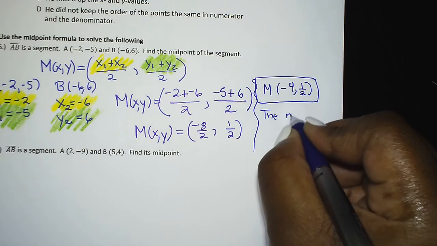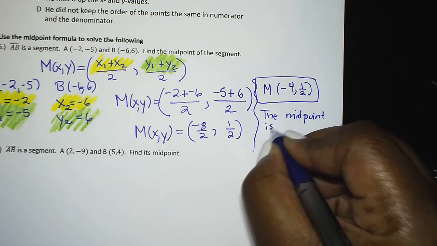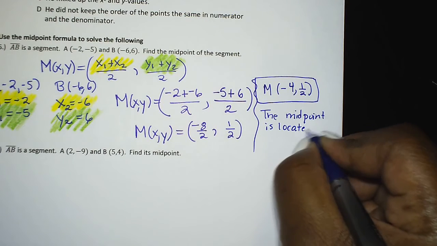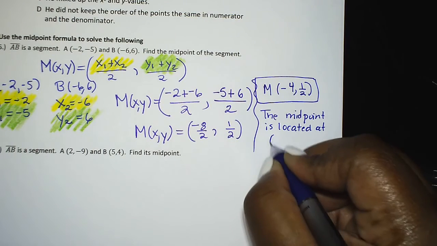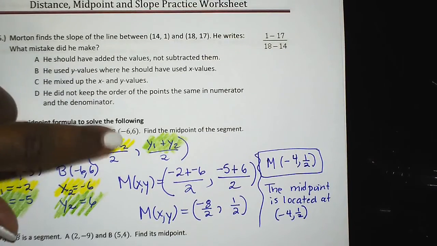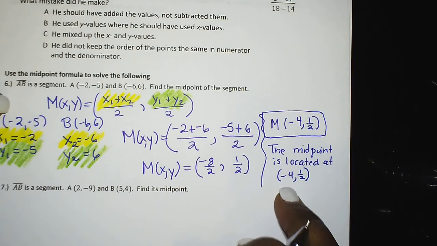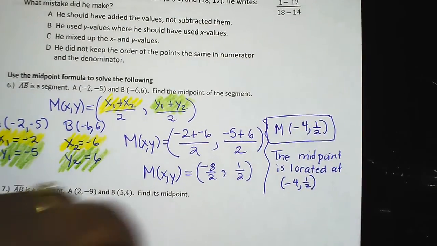So the midpoint is located at -4 and 1/2 on the graph. So if you plot these 2 points, the middle of those 2 points will be located here at this location. And that's your answer. That's how you do that problem.